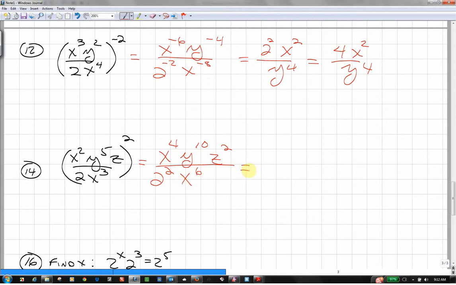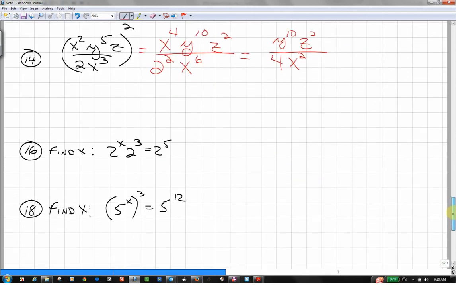Simplifying numerator to denominator, the largest exponent for x is in the denominator. So I'm going to have a 4. Well, 2 squared is 4. This would be x squared, 6 minus 4 in the denominator. I would have y to the 10th in the numerator. It doesn't have anything to simplify with. And z squared, because z doesn't have anything else to simplify with.